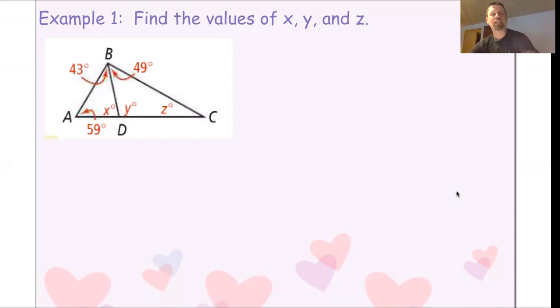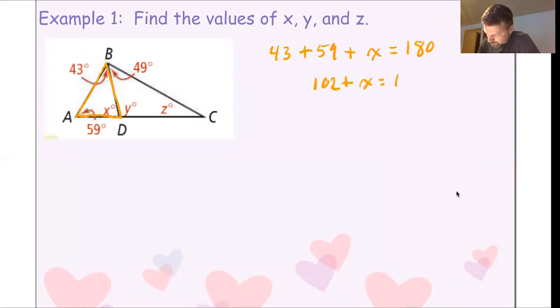This example is asking us to find the values of X, Y, and Z. Let's start with X. X is in this triangle right here. It's got three angles, it's a triangle, so it should add up to 180. The 43 degree angle plus the 59 degree angle plus the X degree angle have to add up to 180. You can use a calculator if you like. 43 plus 59 is 102. So 102 plus X equals 180. Subtract 102 from both sides, X is going to be 78 degrees.